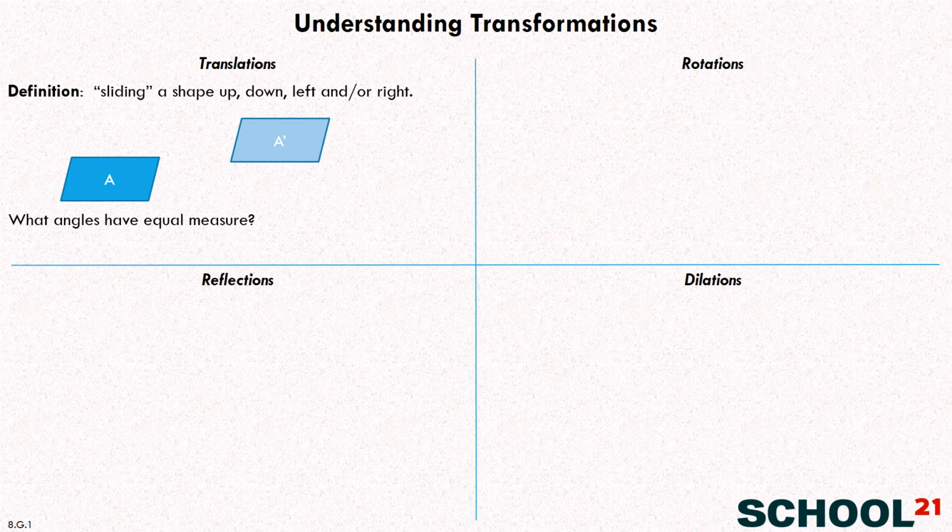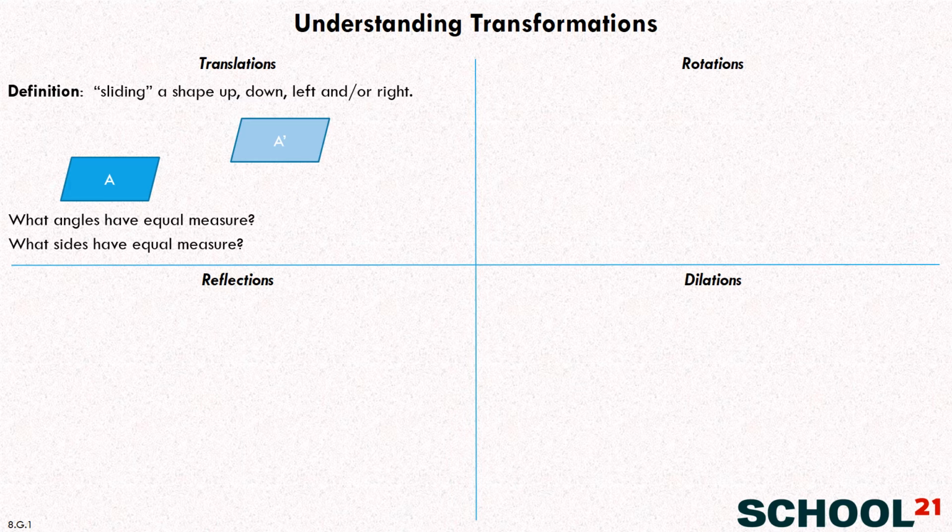So that's a translation, and what we can always ask ourselves after we make any sort of transformation, what angles have equal measure? And let me tell you what I mean by that. So here, this angle in shape A is going to be the same as this angle in shape A prime, okay? Because all you've done is kind of slide it around, okay? And this angle up in the upper right is going to be the same as the angle in the upper right here. Seems pretty simple, right? Yeah. You could do the same for the other two angles.